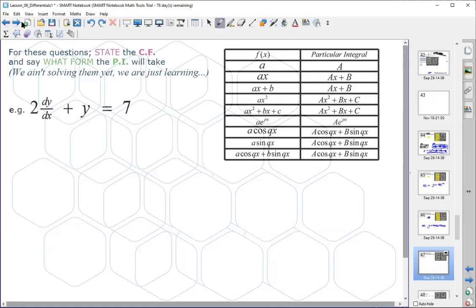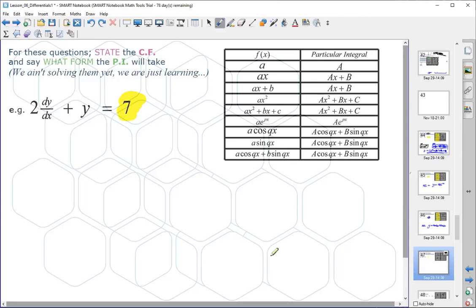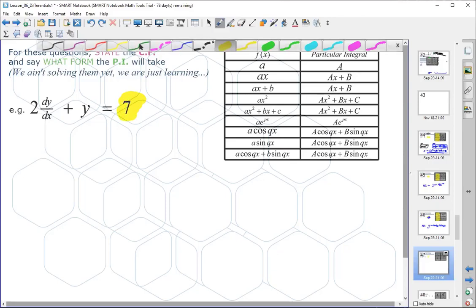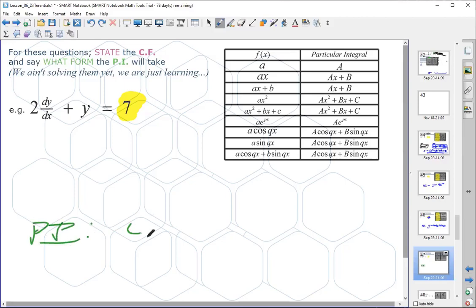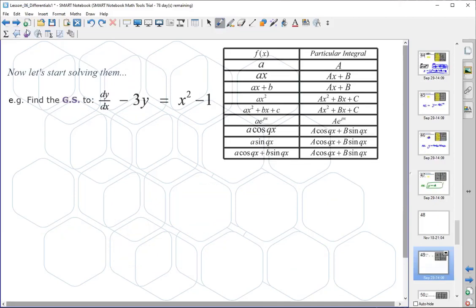Next one. Oh, just a 7. What form should my particular integral be here? Not 7. When this is a number a, then this will be a different number a. That a and that a, they're not the same letter. So a, not 7, but just a number a, which might be 7, but probably won't be 7. Next one.